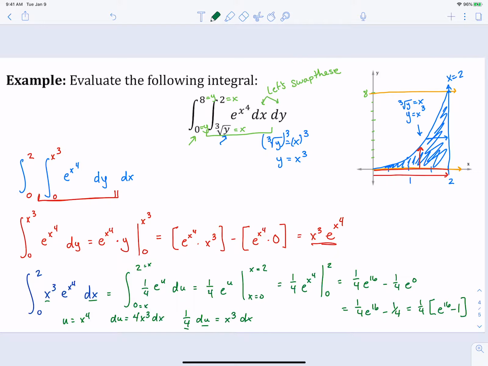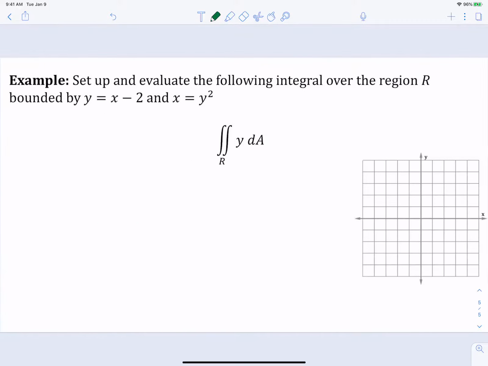Okay, let's take a look at another one here. All right, so this time they're not giving us the limits of integration, so we're going to have to decide what we think is the best way to set this up. So set up and evaluate the following integral.